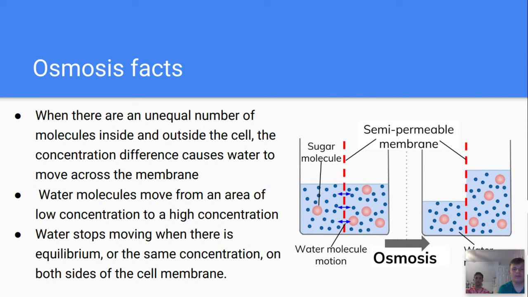All right, here are some osmosis facts. When there are an unequal number of molecules inside and outside the cell, the concentration difference causes water to move across the membrane. Water molecules move from an area of low concentration to an area of high concentration. The water stops moving when there is equilibrium, or the same concentration, on both sides of the cell membrane.